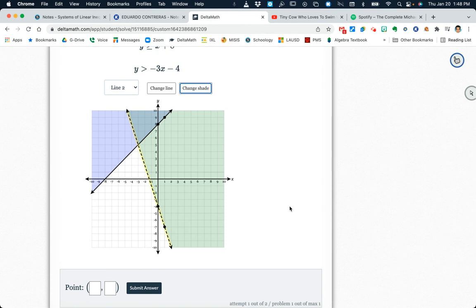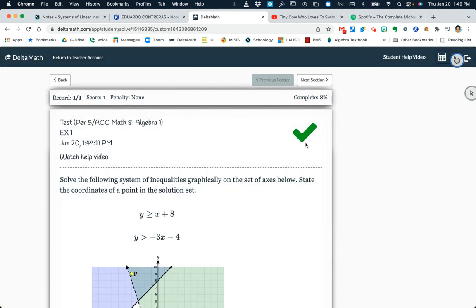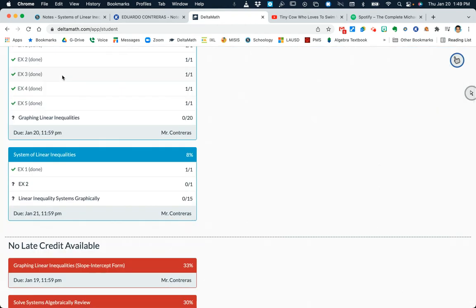So once we've done that, we have to pick a point in the solution. What point would be a solution point here, guys? Yes. -1 and 8. Yeah, let's go with that. There you go. Okay. Yes. Question? So basically, we can choose any solution that's in the correct region. Yes.